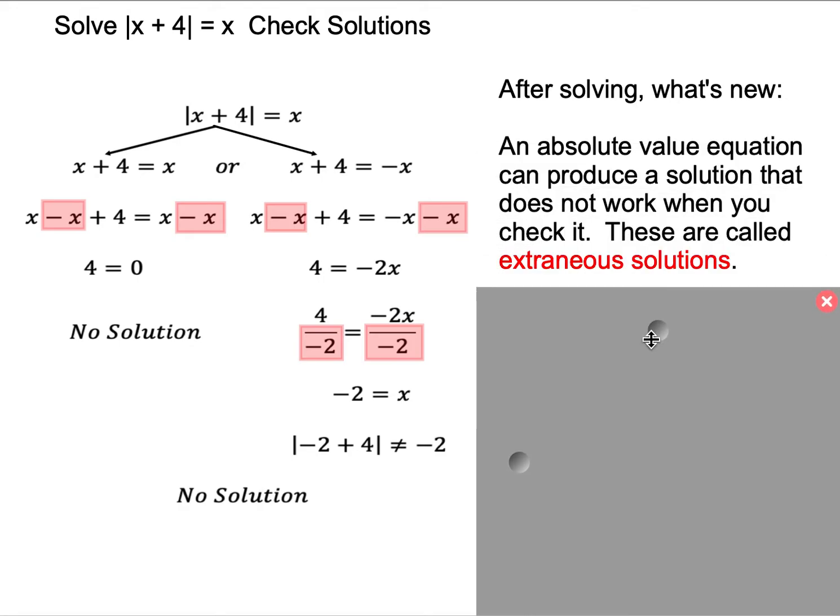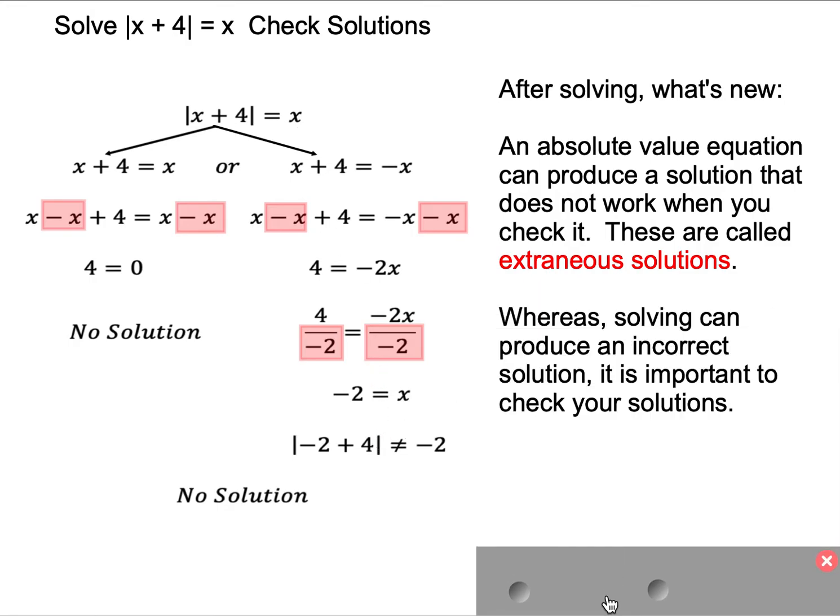An absolute value equation can produce a solution that does not work when you check it. This is called an extraneous solution. So even though the math produced this, the reason it didn't work is because x ended up being negative, and you can never have an absolute value that equals a negative number. So because x was negative, it ended up not working. Whereas solving can produce an incorrect solution, it's important to check your solutions. This one ended up having no solution overall.